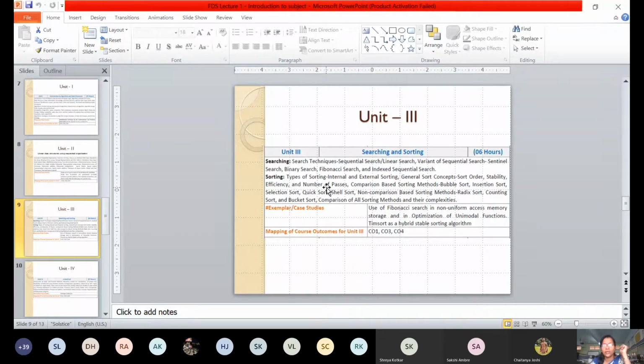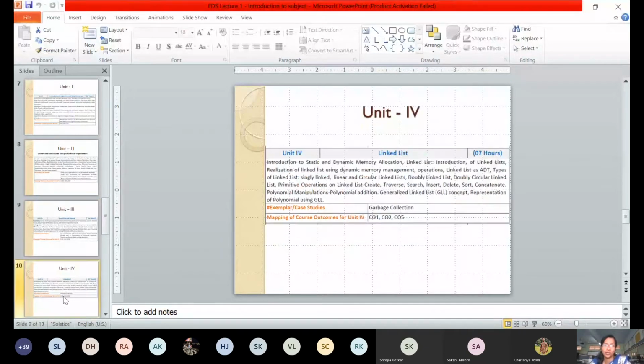Moving to the next unit, unit number 4. Unit number 4 is specifically focusing on linked list as a data structure. Linked list is a very interesting data structure which uses dynamic memory allocation. So you will really love to write programs for linked list.